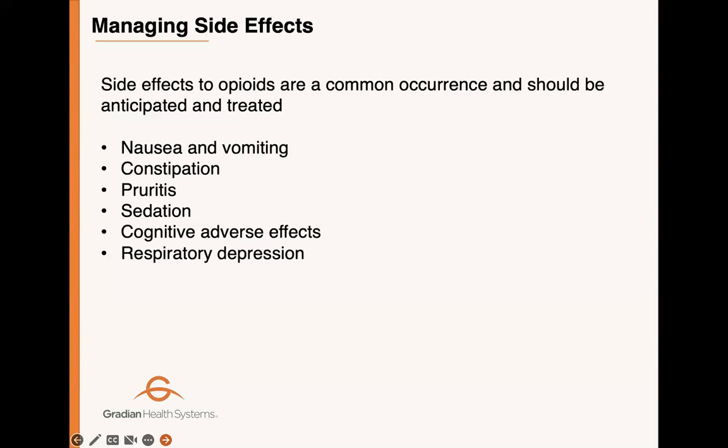If the patient has nausea and vomiting, we have antiemetic medications, we have prokinetics, like metoclopramide. For constipation, we can use a stool softener or a laxative. For pruritus, most of the time it's self-limiting. Sometimes it can progress to a full allergic reaction, but most of the time it's self-limiting. But there's an option of giving antihistamines. For cognitive adverse effects like delirium and cognitive impairment, you have antipsychotics you can use.